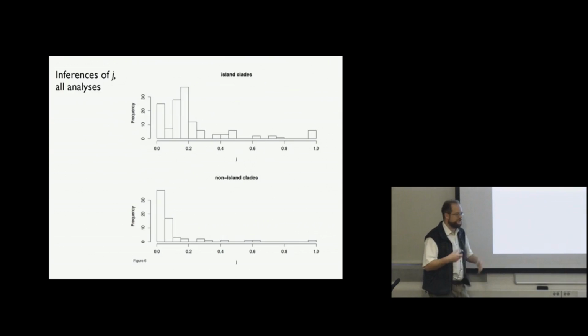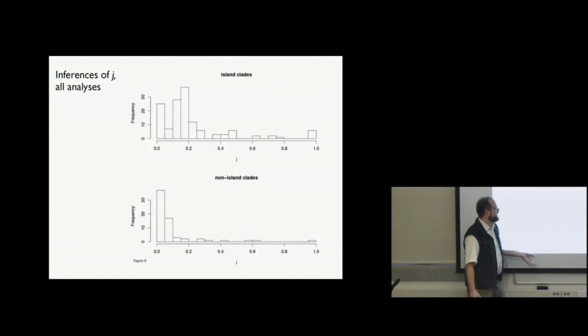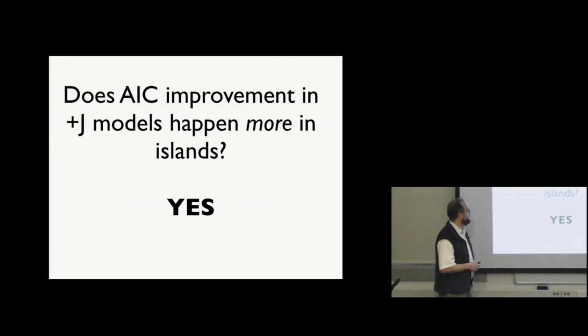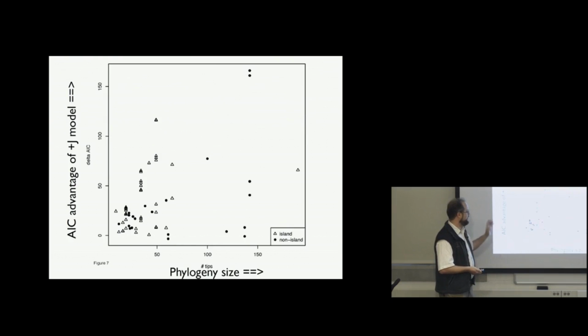One other nice feature of having all these inference tools available is we can look at the relative strength of J and non-J, or J in island clades and non-island clades. And basically, island clades, typically the founder event speciation is a stronger process. And depending on how you measure it, it's 2 to 4 times stronger. So for the first time, we could measure the relative weight of these processes in different systems. So that's pretty handy. And you can look at model improvements, and you can see that islands tend to have a bigger model improvement than non-island systems.